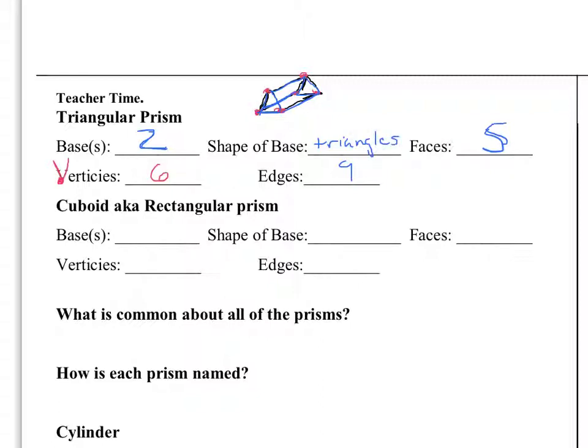All right, Mr. Posey. For faces, can't you just say all 2D shapes? That's one way to think about it, yes. All right, let's move on.